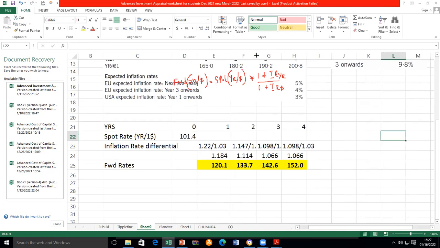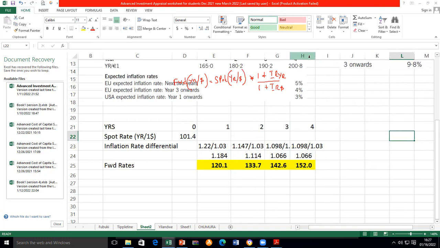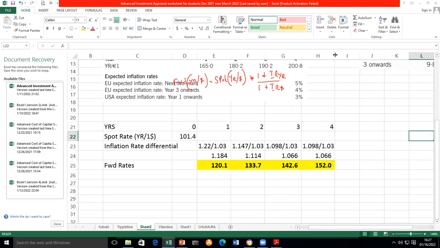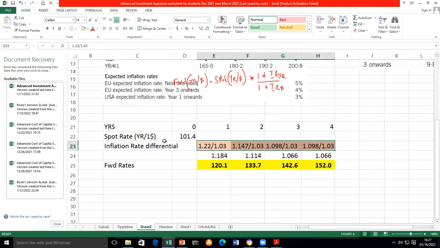So in this particular question that we shall do later, these were given. But one of the learning outcomes of this topic is that you must be in a position to do the calculation yourself. So these are the inflation rate differentials.